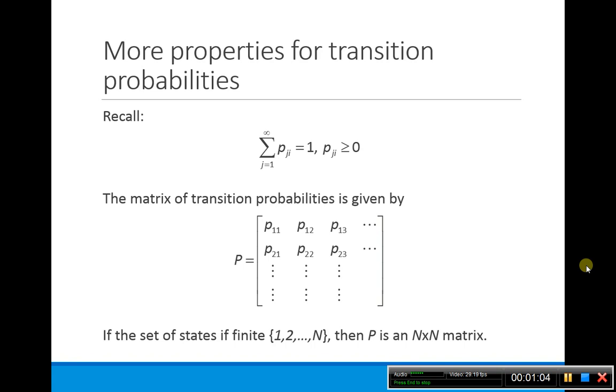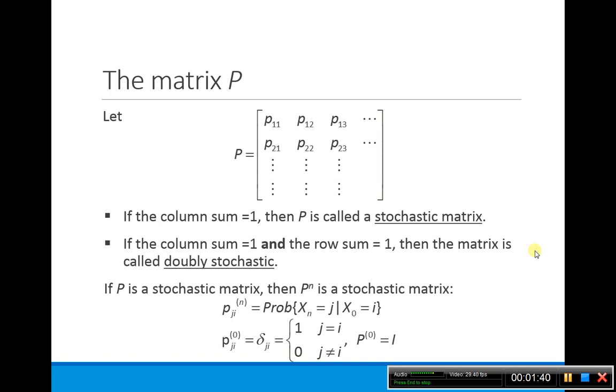Okay, so recall that if you're adding up the sum of the columns, they should sum to 1, and all probabilities are greater than or equal to 0, so between 0 and 1. Here we have the probability transition matrix that we talked about last time. This is the probability of going from state 1 to state 1 or state 1 to state 2, for instance. If the states are finite, then P is an n by n matrix. Remember we always have that the column sum is 1, the way that Linda Allen's book does it. In this case, P is called a stochastic matrix because the column sum is 1. Sometimes the row sum is also 1, in addition to the column sum. If both are 1, then it's called doubly stochastic.